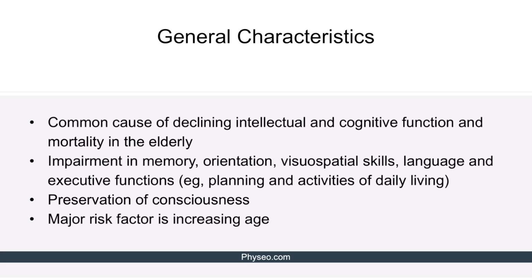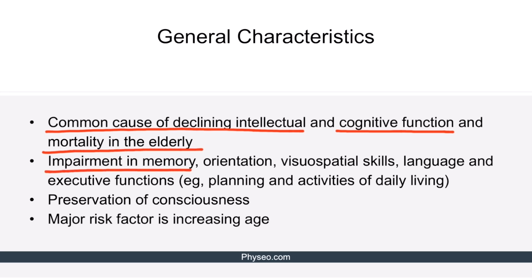We can simply define dementia as a common cause of declining intellectual and cognitive function, and a common cause of mortality in the elderly. Dementia is a general term applied to patients with impaired memory, orientation, visuospatial skills, language, and executive functions like planning and daily living activities.